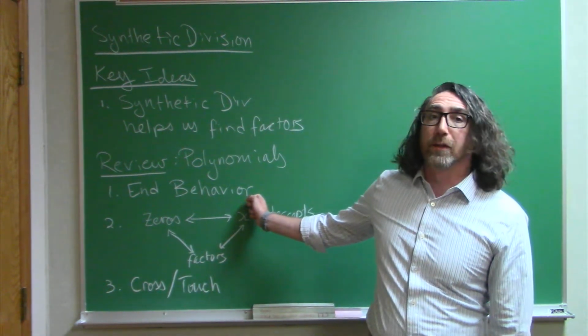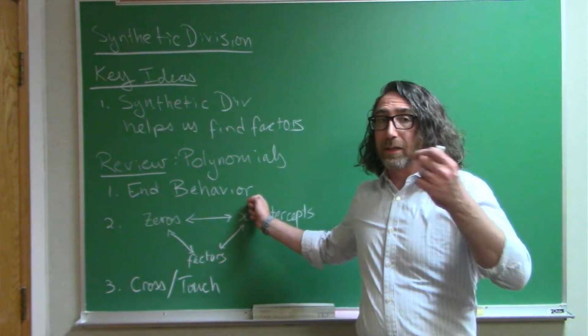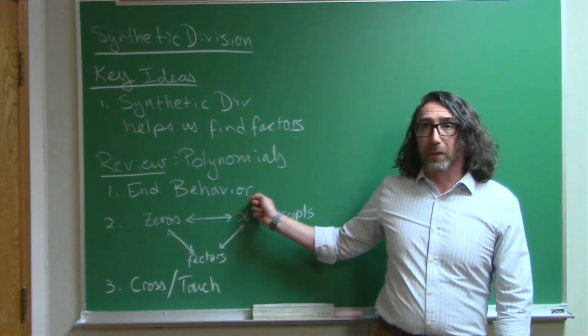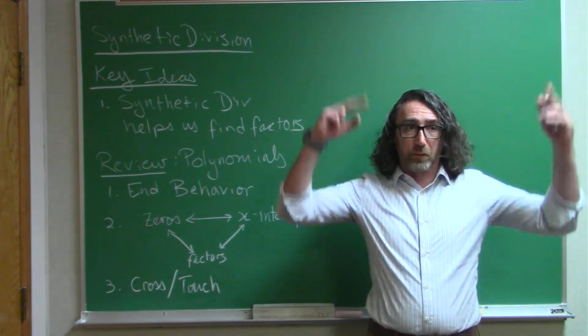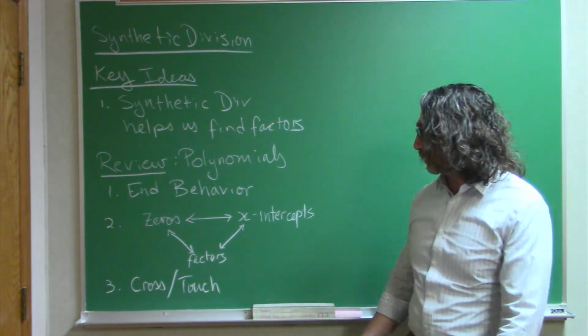And to know that, you need to figure out the degree of the polynomial and the sign of the lead coefficient. And once you do that, you know, okay, does it end like this, or like that? You know, we have those four cases.